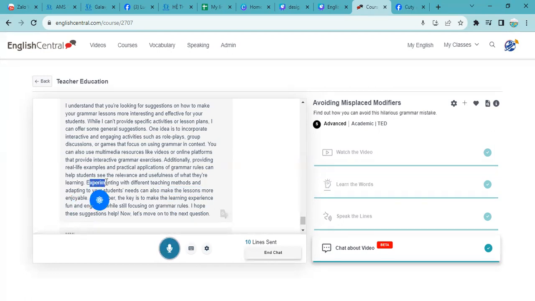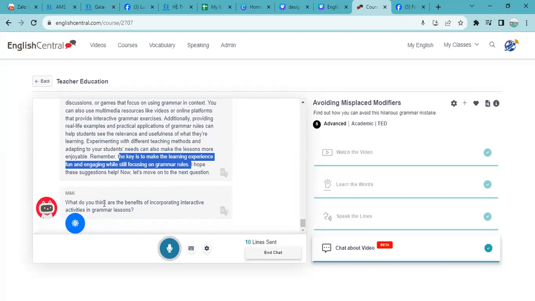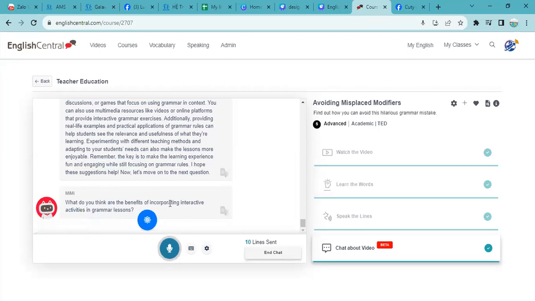So experimenting with different teaching methods. So what is a different teaching method here? I'm wondering. Okay, remember the key is to make the learning experience fun and engaging while still focusing on grammar rules. Yeah, I agree with this one. This is very important and this is a key. What do you think are the benefits of incorporating interactive activities in grammar lessons?